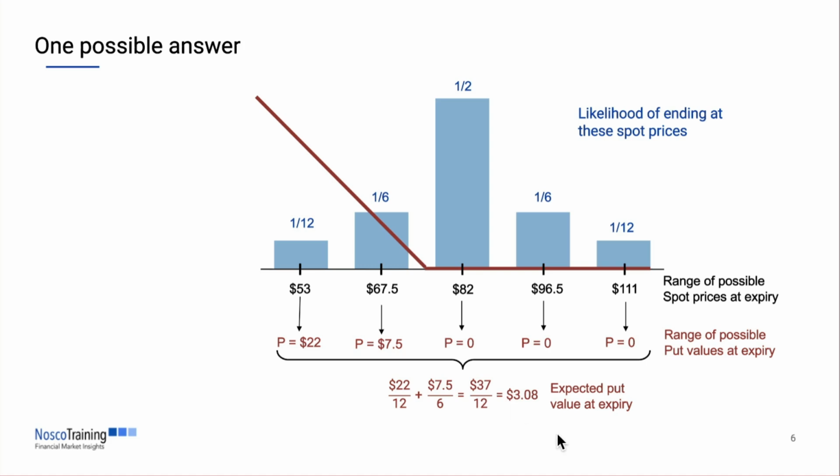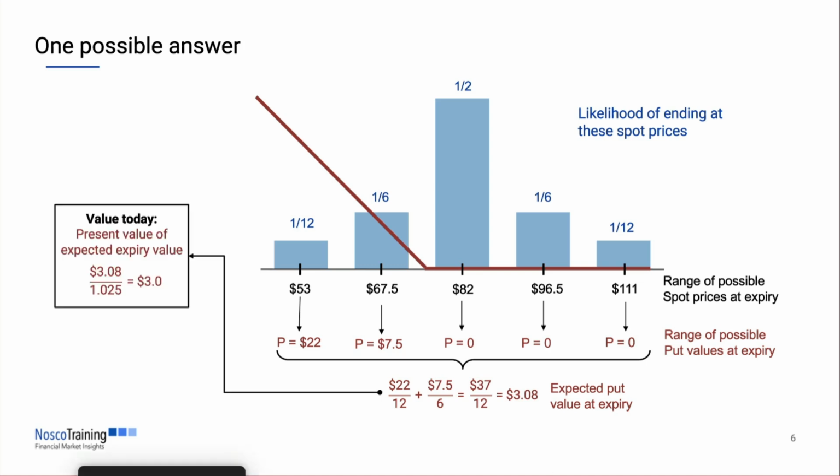That's at expiry. Premiums are usually paid up front. So the next thing I will have to do is present value my premium. Remember, we have 5% per annum interest rates, but this is a 6-month option. So I have to divide the 3.08 by 1 plus the interest rate times a half, because it's a half year. So I have to divide that by 1.025. Cool. What I get is a value of 3.